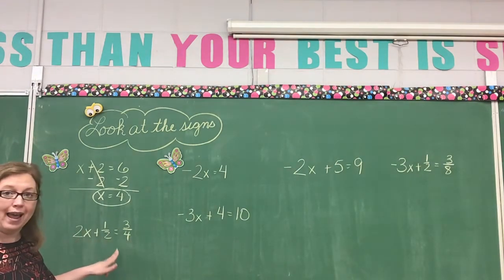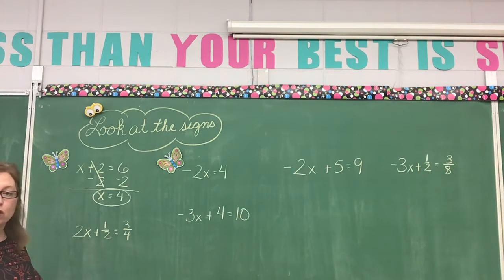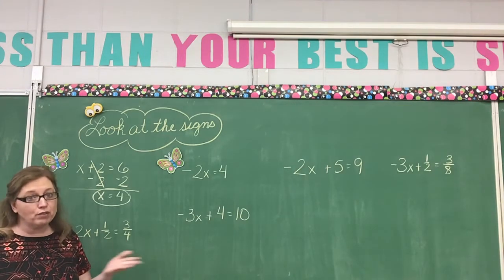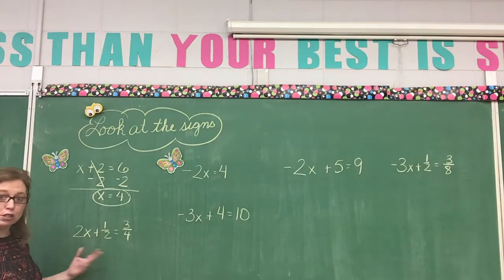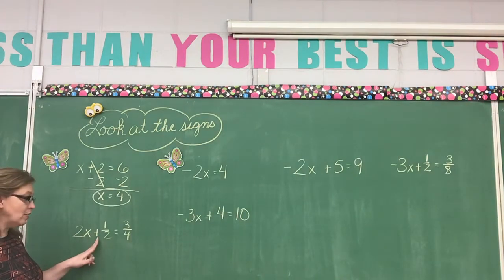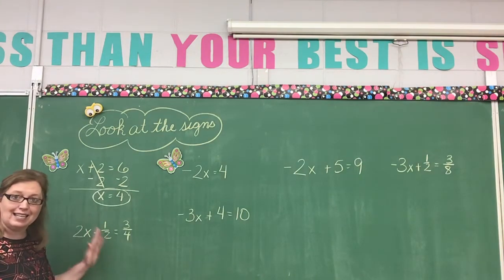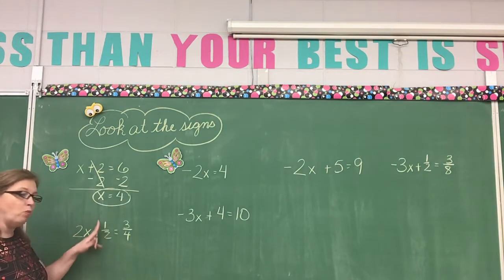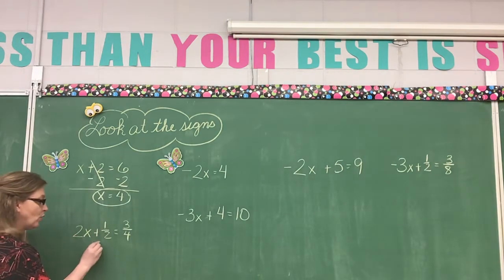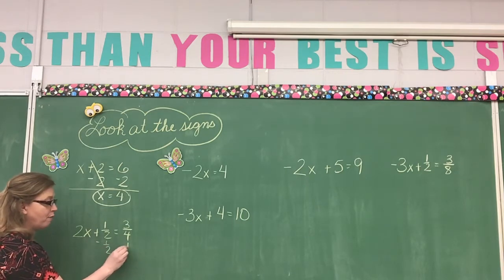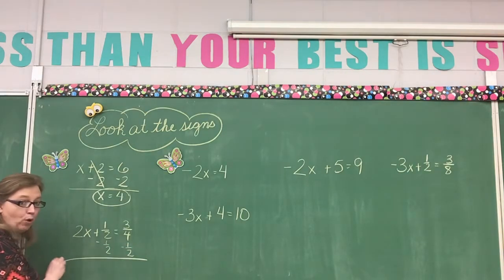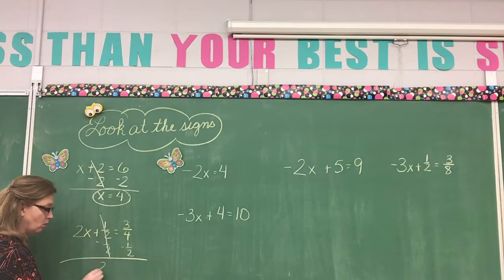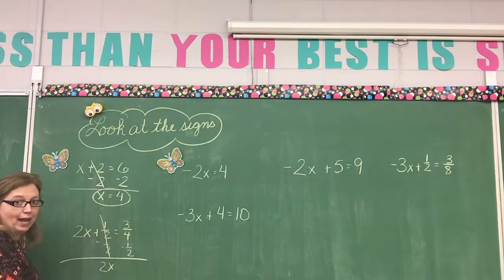2x plus 1/2 equals 3/4. Again, we've done these for many, many weeks. This is a 2-step equation. At first, we have to get rid of the constant, the thing that's the same. It has no variable to it. So we have 1/2. It says to add it, so we're going to subtract 1/2. Of course, we're going to subtract from both sides. This is going to cancel, leaving us 2x.